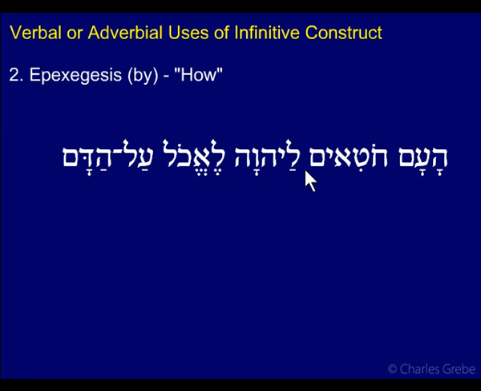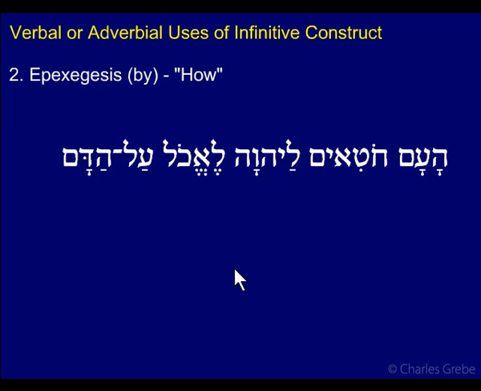ladonai, le, and this is nothing to do with the infinitive construct, but le after a verb can often mean against. After certain types of verbs you would do something against someone. So the people were sinning against the Lord. And then we have this here. We have le'echol.